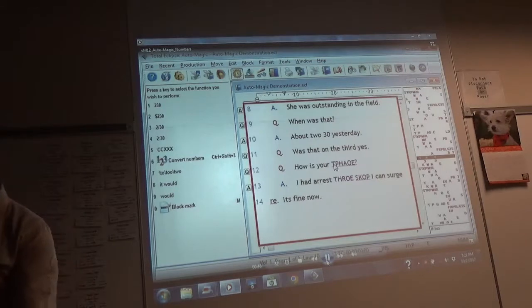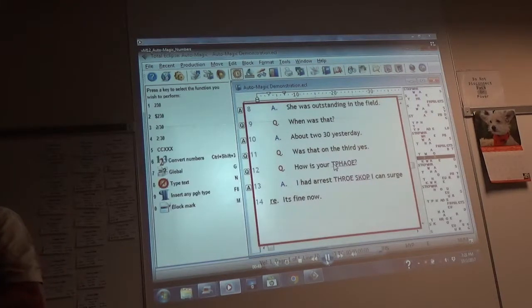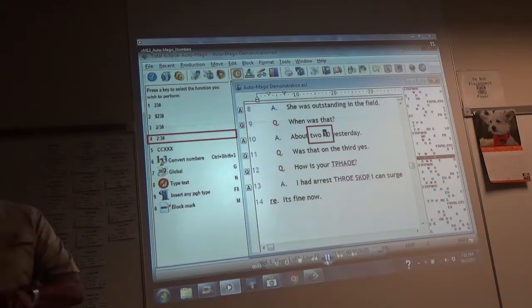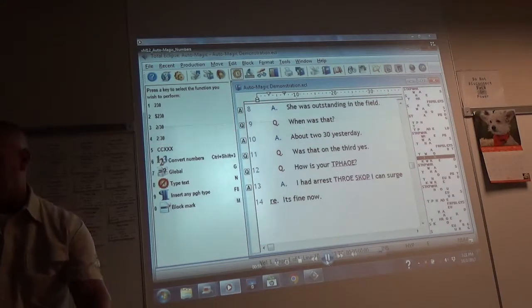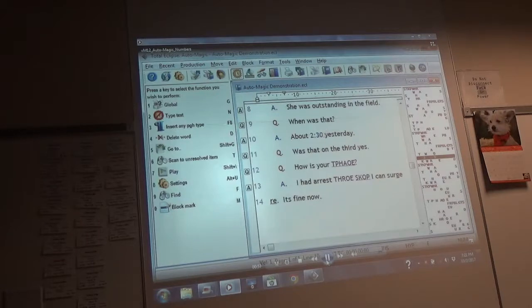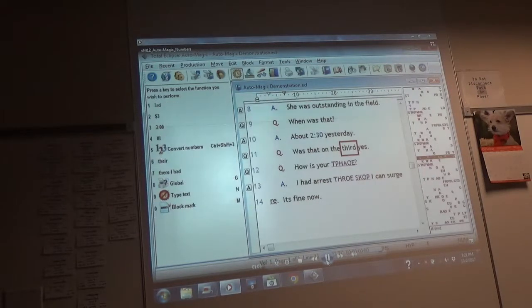Either way, Automagic will detect the full number and give me the appropriate number conversion choices. In this example, pressing 4 would turn this to a time number, and there was no need to mark the full extent of the number before Automagic offered its choices. In this next example, third refers to a date, and so the number 1 choice is to convert this to a digit with the ordinal suffix. You see what it's doing?